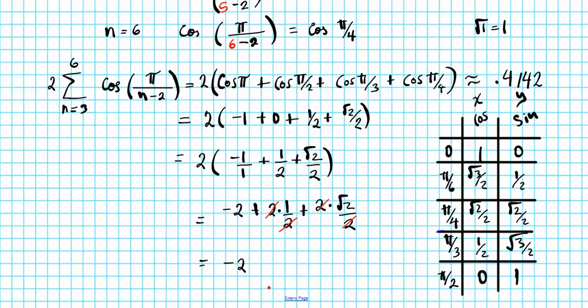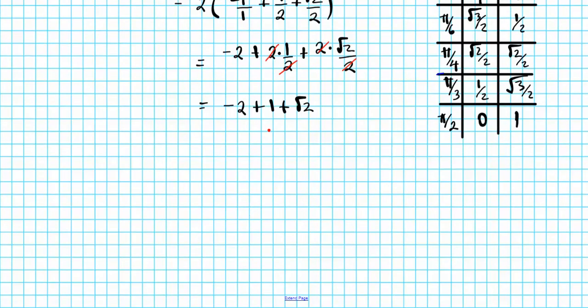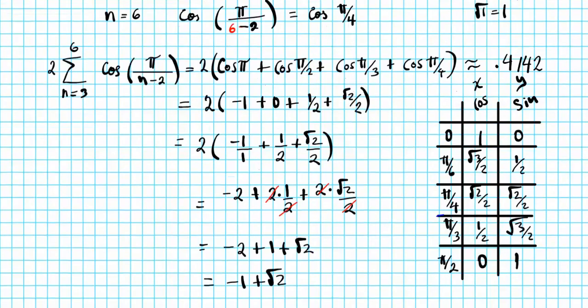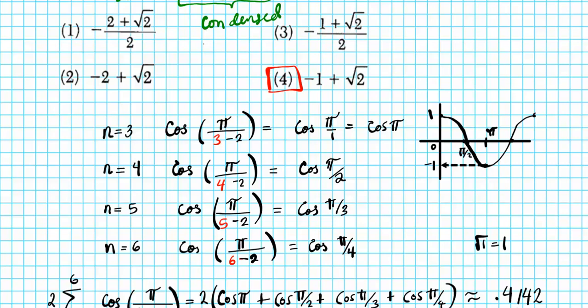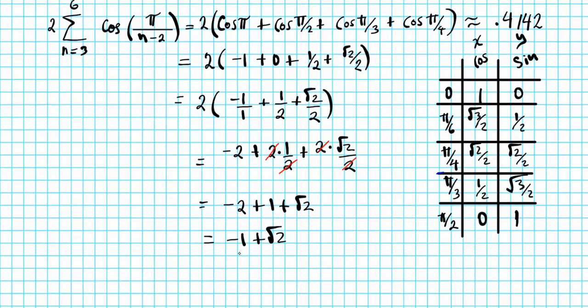All right, so I'm left with negative 2 plus 1 plus root 2. Negative 2 plus 1 is negative 1, plus root 2, and that was our answer, option number 4, okay? So this is the best way of doing it because it really shows you all the mathematics that's going on in the background.